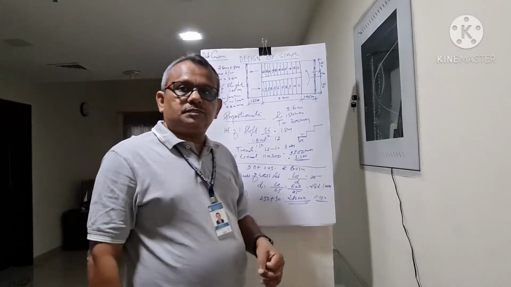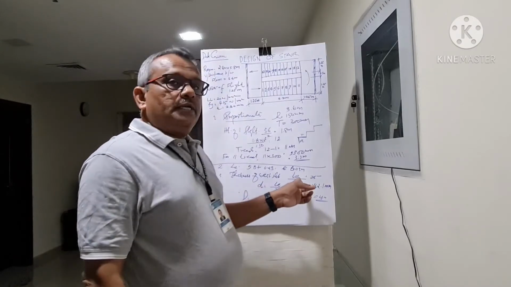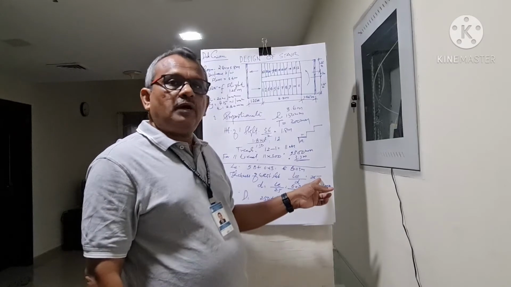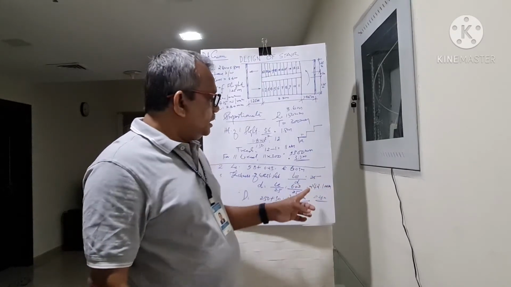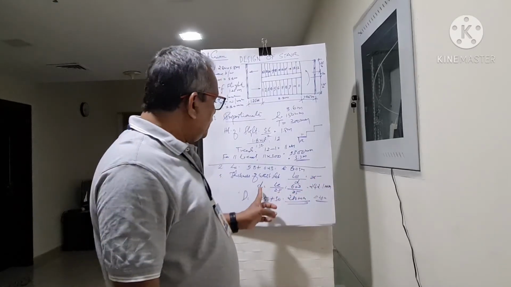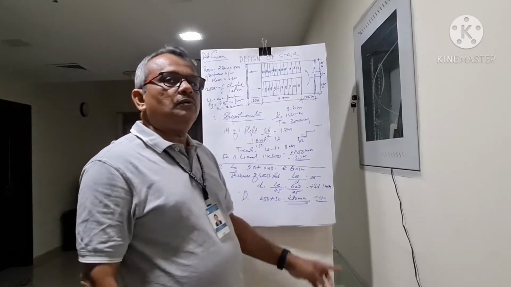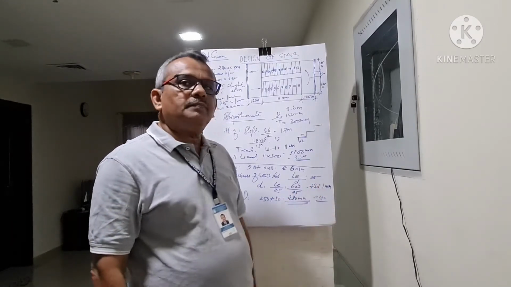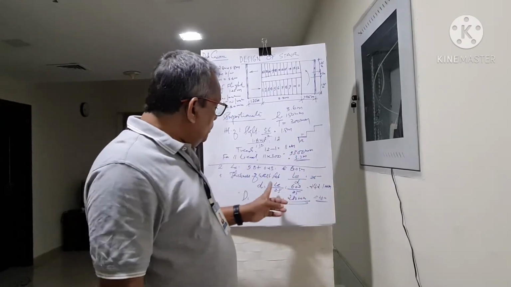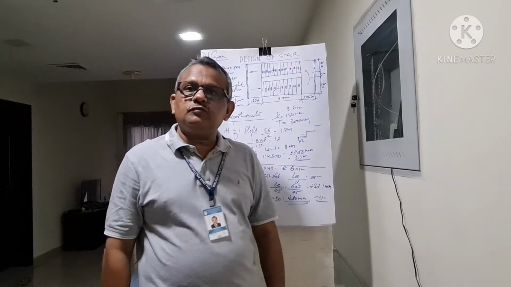As per the stiffness criteria, LE by D, span by depth ratio, isn't it? LE by D is equal to 20 to 25. As per the code provisions, we are assuming it as 25. LE by D is equal to 25. From that, D will be equal to LE by 25, or 6.03 by 25, equal to 242.1 mm, say 250 mm.